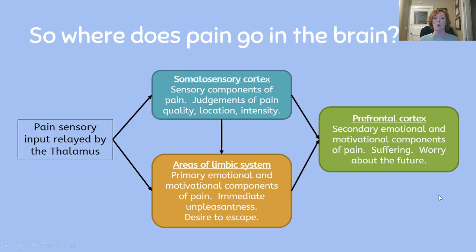Where does the pain go in the brain? Well, first it is relayed by the thalamus, and it goes to 2 different parts. It goes to the somatosensory cortex, and it goes to the areas of the limbic system. So in the somatosensory cortex, we have the sensory components of the pain. So we are able to judge the type of pain that we are experiencing, the location of the pain, and how much pain or the intensity of the pain.